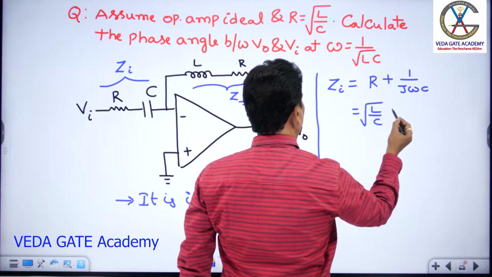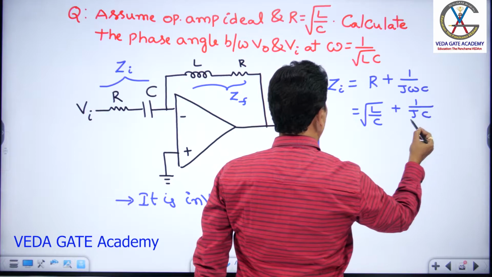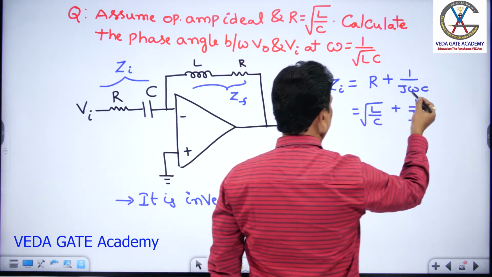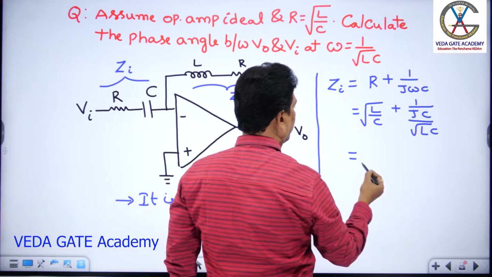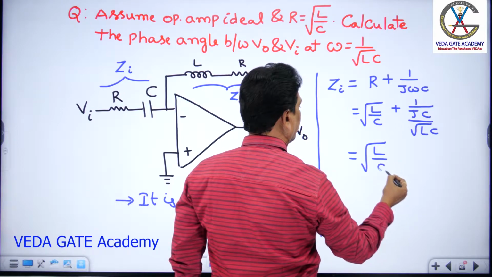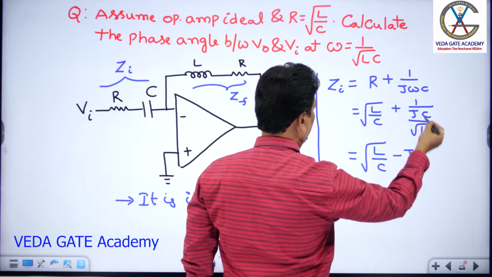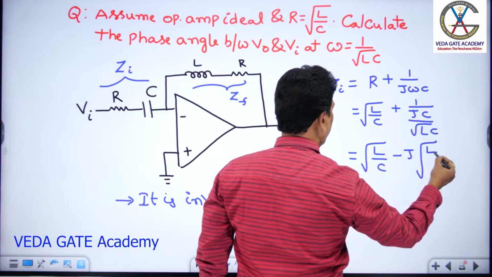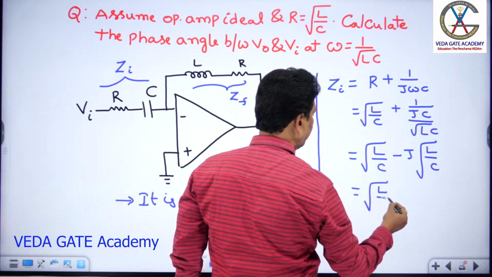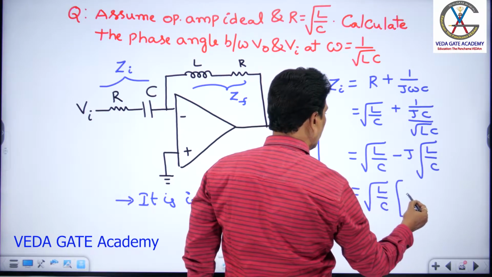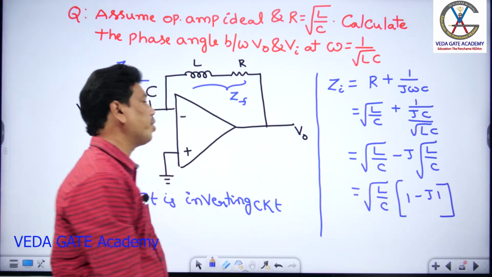Plus 1 by j omega C, with omega equal to 1 by root LC given. So I write it like this: 1 by root LC. Now I rewrite this as root of L by C. 1 by j becomes minus j. C by root LC becomes root of C by L, so rewriting as root L by C again. In both terms I can take root L by C common. That becomes 1 minus j1. So this would be the input impedance.